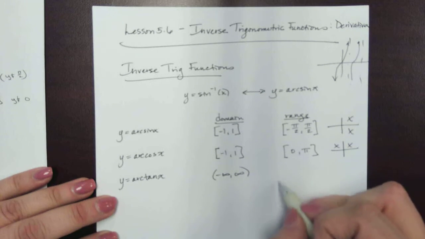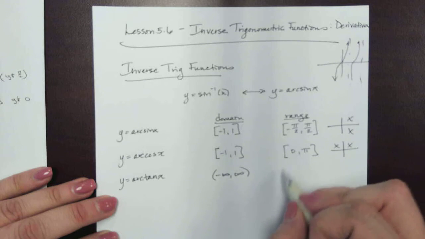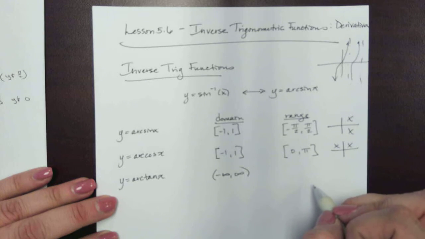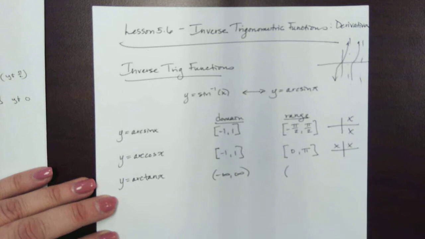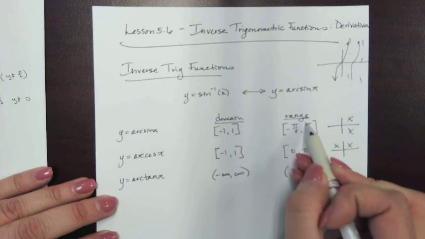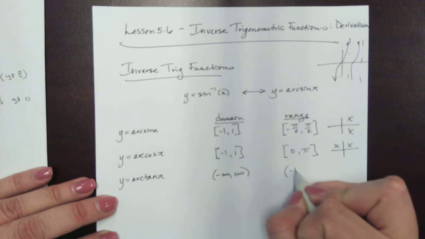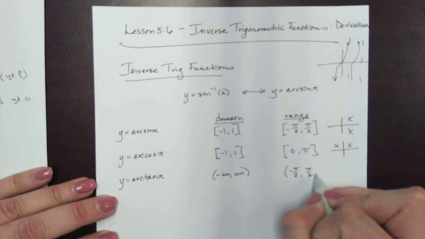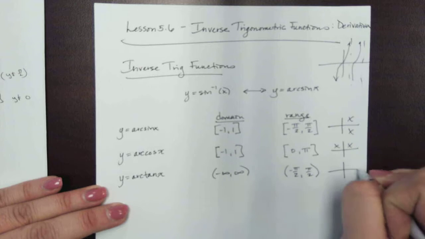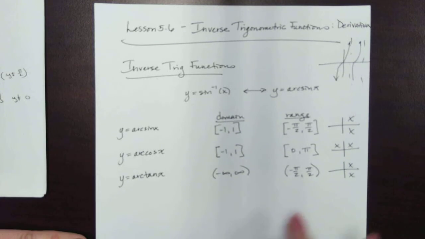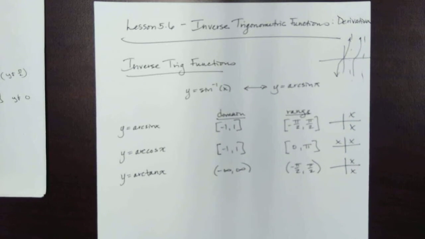And then its range, does anybody know what quadrants? What is its range going to be? It's the same quadrants as sine, except I can't have negative pi halves and pi halves included, because at pi halves cosine is 0, that's where the asymptote is, and it's undefined. So I'm not including the endpoints.